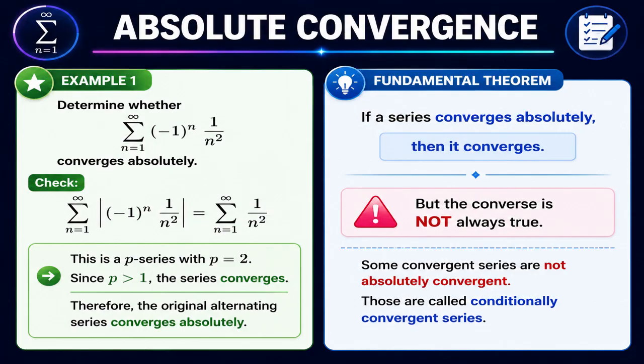Now we state an important theorem. If a series converges absolutely, then the original series also converges. But the opposite is not always true. Some series converge, but they do not converge absolutely. These are called conditionally convergent series.